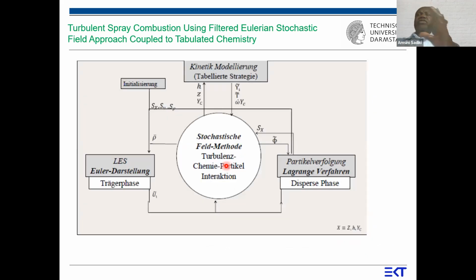And here I put everything together. Excuse me that it is in German. So we have the stochastic field, which is the central point. We have the Eulerian description, and we have the particle tracking. The particle tracking provides us the source terms, and from these source terms and the stochastic PDF, we obtain the filtered parts.